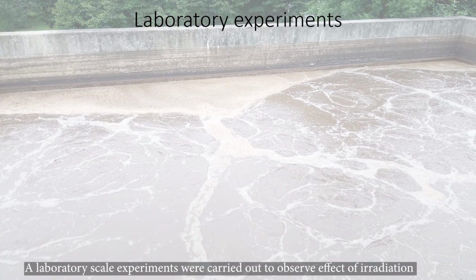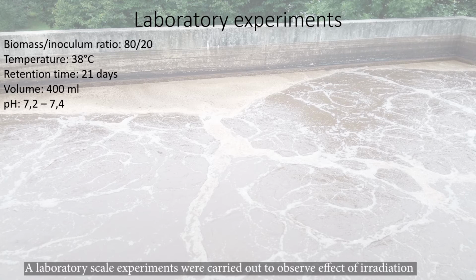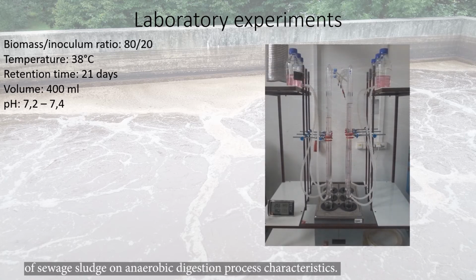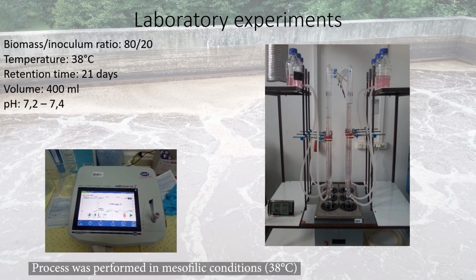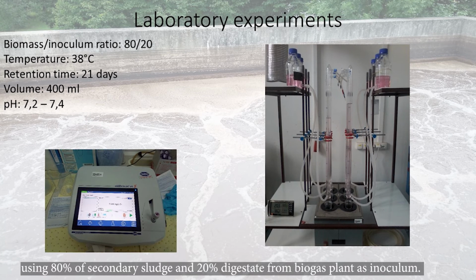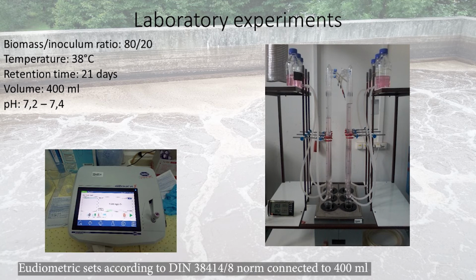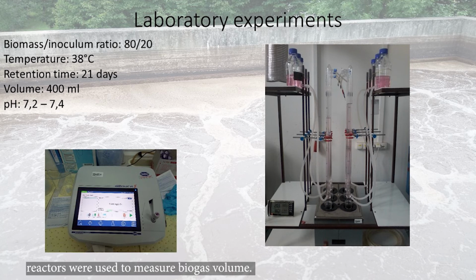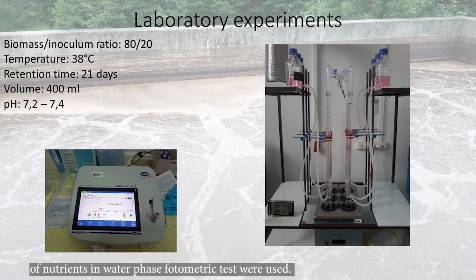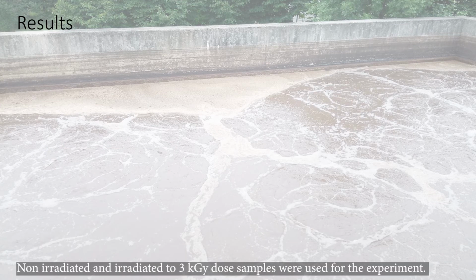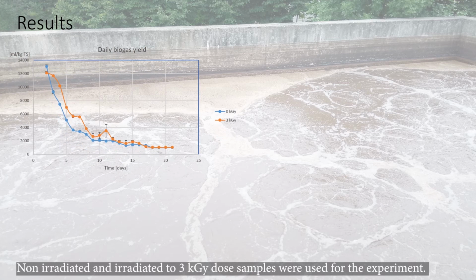Laboratory-scale experiments were carried out to observe the effect of irradiation of sewage sludge on anaerobic digestion process characteristics. The process was performed in mesophilic conditions, 38 degrees Celsius, using 80% of secondary sludge and 20% digestate from a biogas plant as inoculum. Eudiometric sets according to the DIN 38414/8 norm connected to 400 ml reactors were used to measure biogas volume. To measure soluble chemical oxygen demand, reflecting the concentration of nutrients in the water phase, photometric tests were used. Non-irradiated samples and samples irradiated to a 3 kGy dose were used for the experiment.